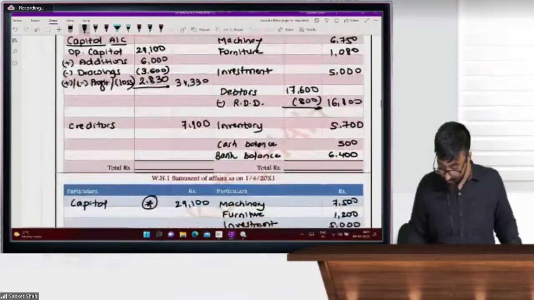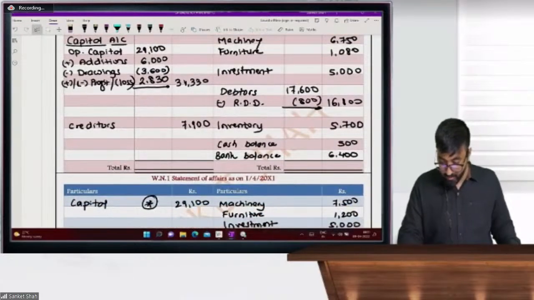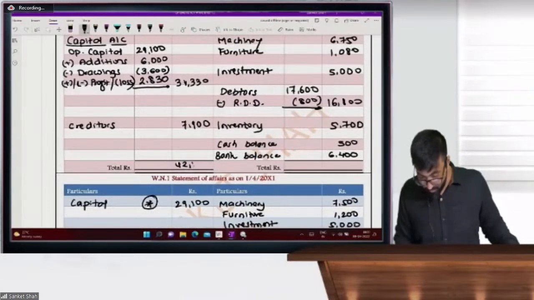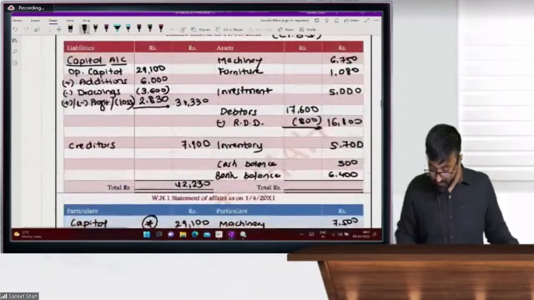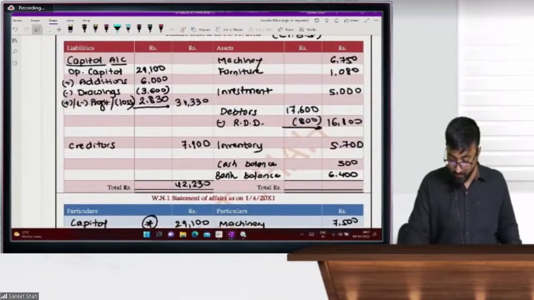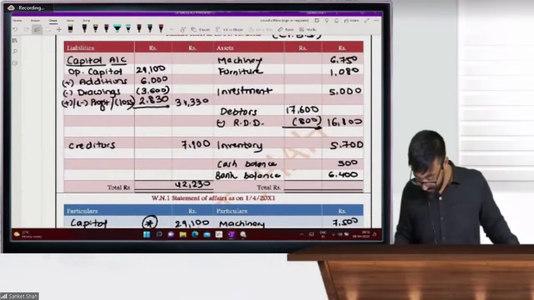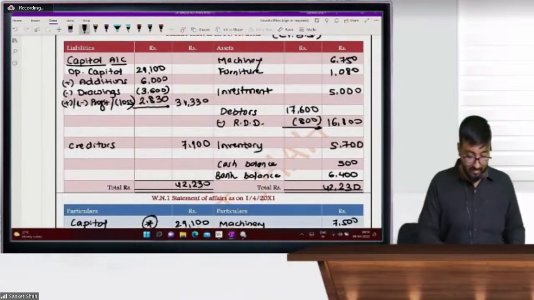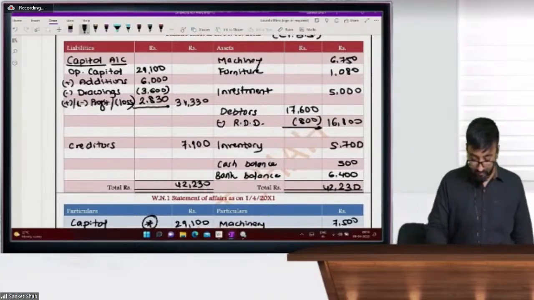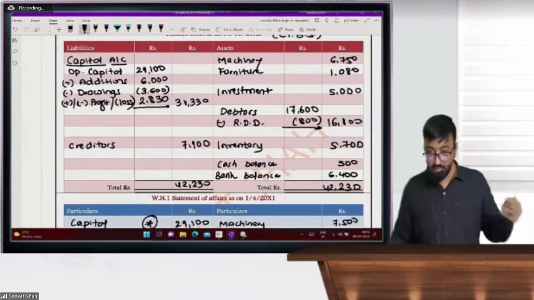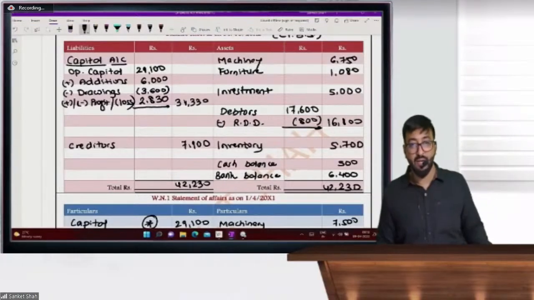34,330 plus 7,900, 42,230, and asset side 6.75 plus 1.08 plus 5 plus 16.8 plus 5.7 plus 0.5 plus 6.4. Yes! 42,230. Balance sheet is tallying. Tallied.